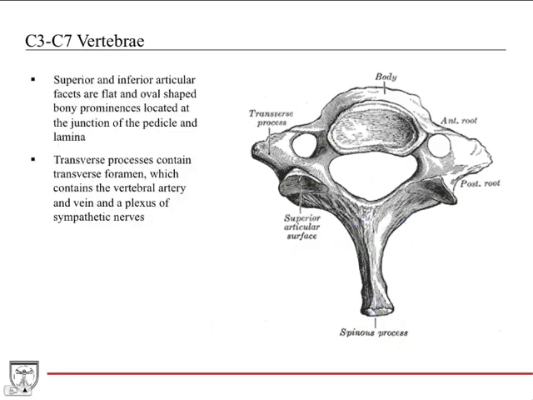The superior and inferior articular facets are flat and oval shaped, and you can see that here, and they're located at the junction of the pedicle and the lamina. The transverse processes, as we described earlier, contain the transverse foramen, and this is where the vertebral artery, vertebral vein, and plexus of sympathetic nerves all travel. It's just to have bony protection for these structures.